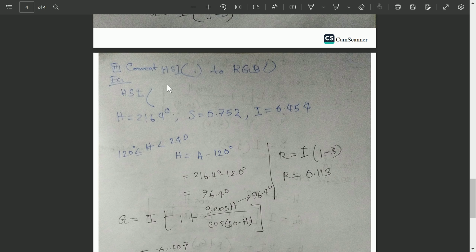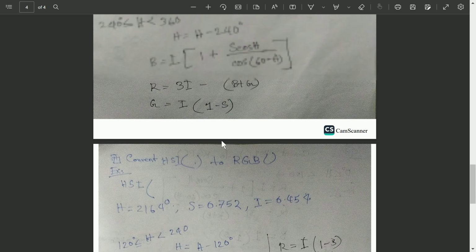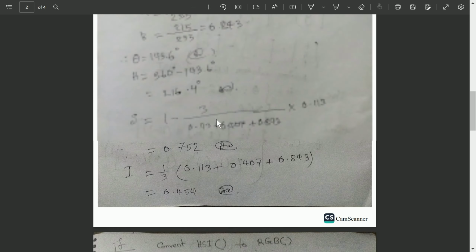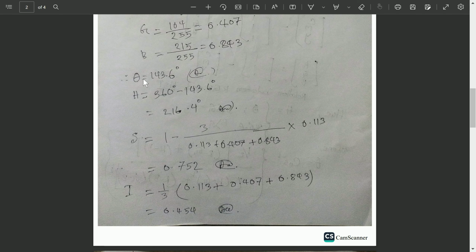So now we need to convert HSI to RGB. Here we can see the value of H is given, and that is 260.4 degrees, the value of S is 0.752, and I is equal to 0.545. If you notice, these values are similar to the values that we got from the previous example.